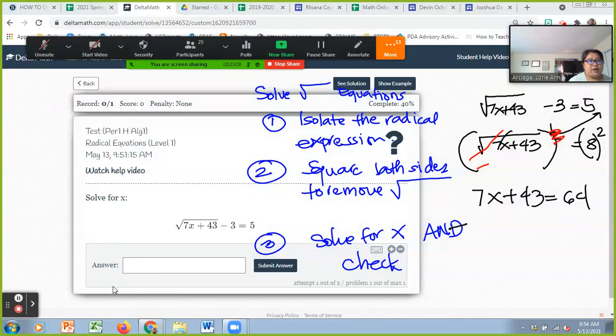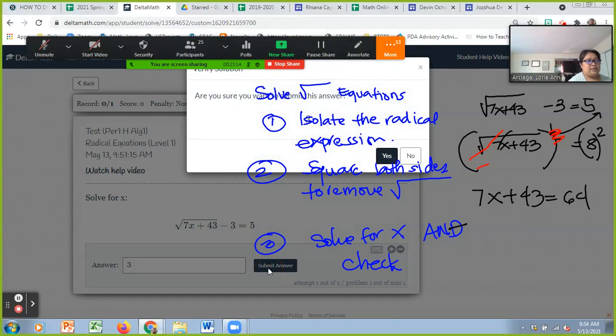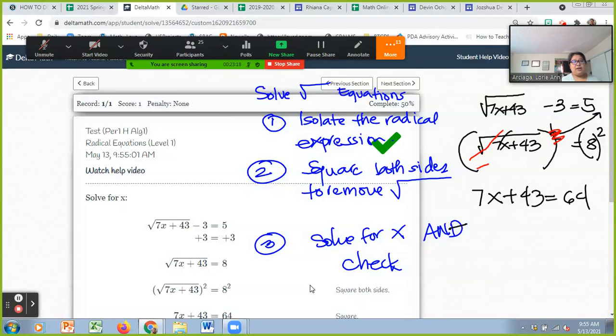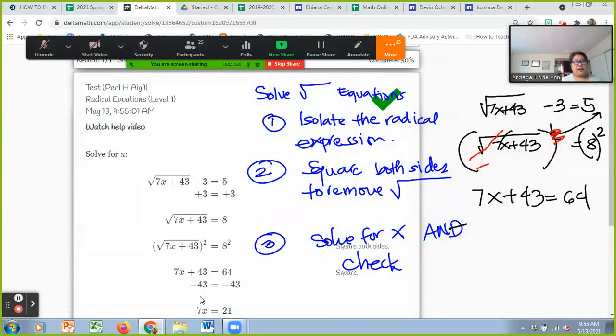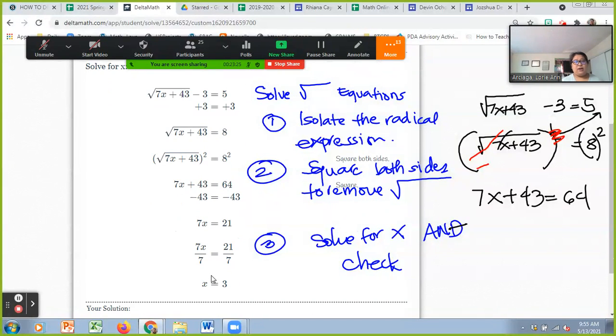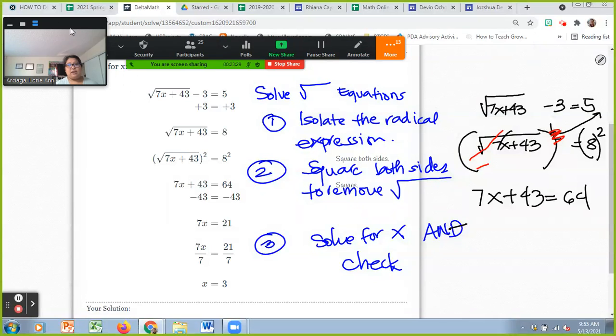3 from Brian and Giselle also. Let's try 3. Okay, and click yes. Very good. So subtract 43 and then it became 21. You divide by 7. So that's how you solve a radical equation.